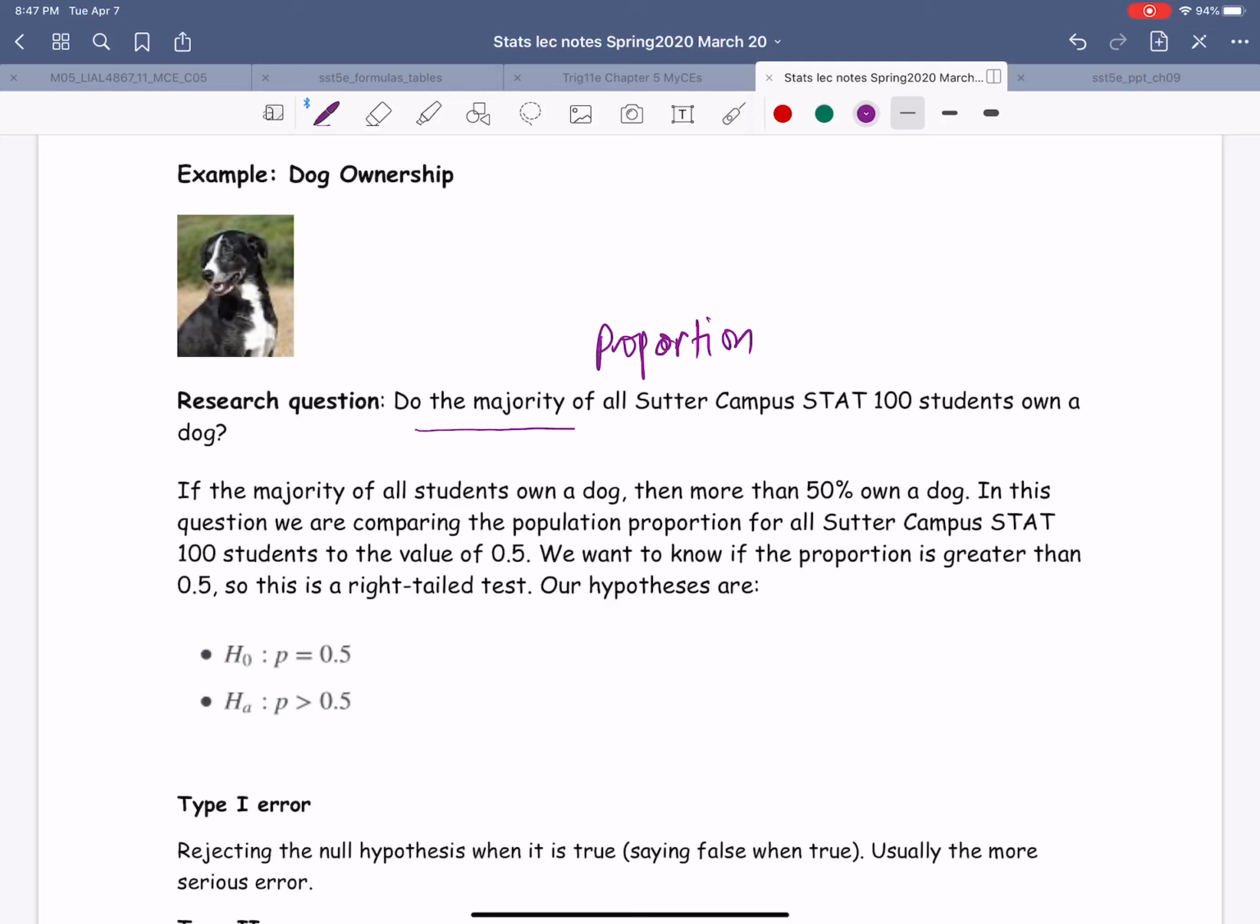So majority of all Yuba College students, that means majority means more than 50%. Majority simply means more than 50%. So in this case, my claim is going to be the alternative hypothesis. And that would also make it a right-tailed test because I have the greater than sign.